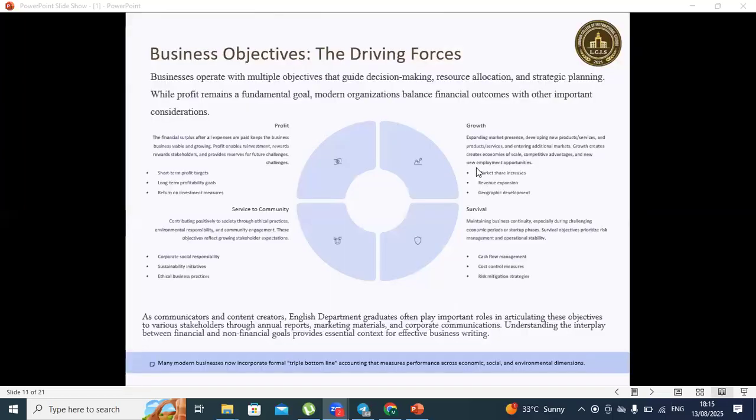Now let's go for the next slide, business objectives, the driving force. We have profit, service to community, growth, and survival. About profit, the financial surplus after all expenses are paid keeps the business viable and growing. Okay, so without money I can't complete my own business. I have to have profits so I can complete the service.